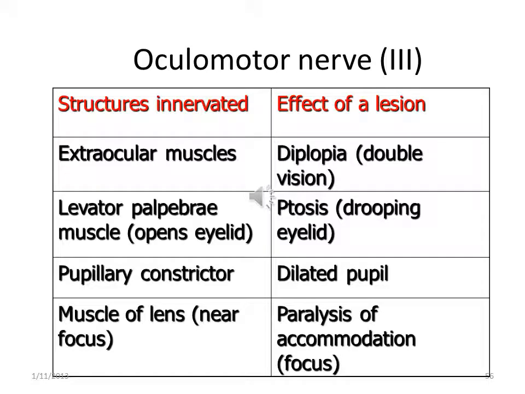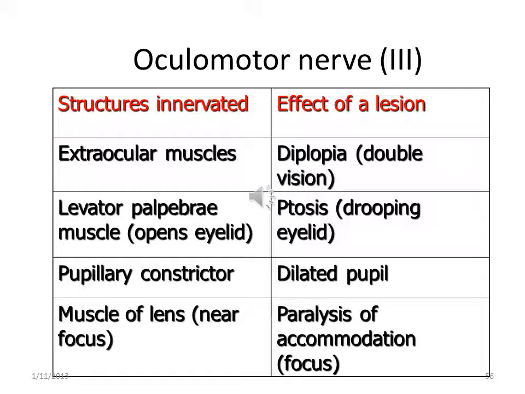So, the oculomotor nerve innervates 4 of the extraocular muscles. If any of those are paralyzed or if there's damage to this nerve, the effect will be diplopia, or double vision. In addition, the oculomotor nerve also innervates a muscle that opens the eyelid called the levator palpebrae muscle. If this nerve is damaged so that the eyelid can't open, it will droop, and that's a condition called ptosis.